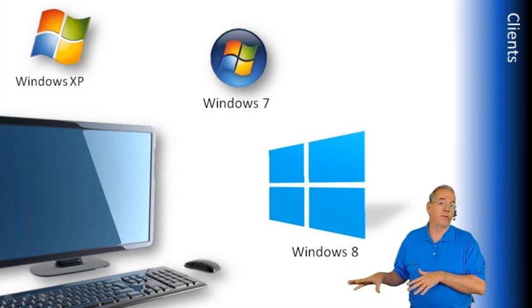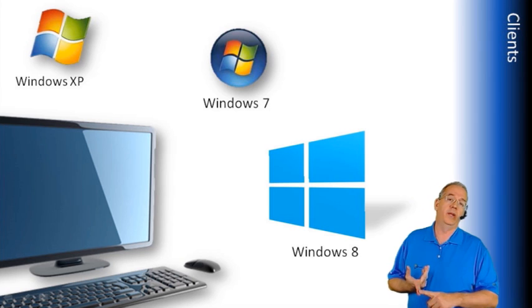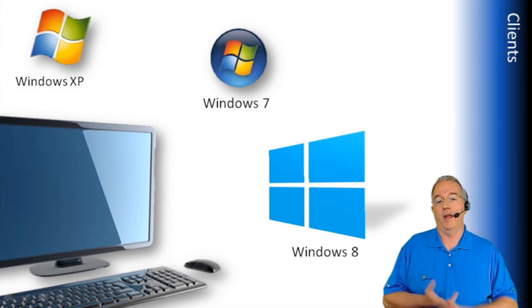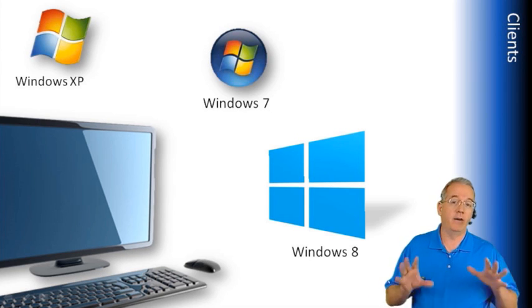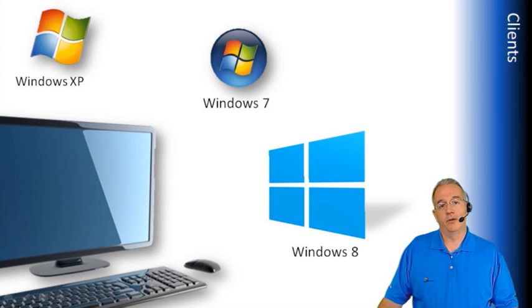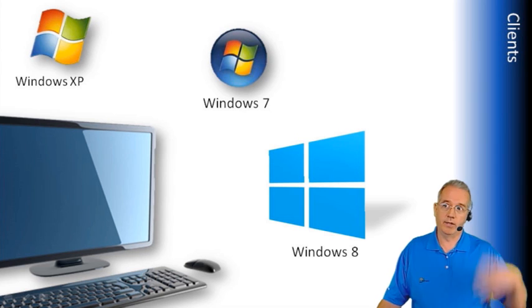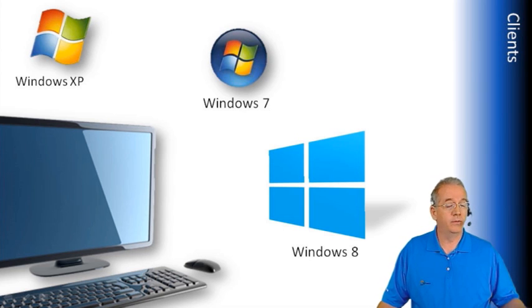Now, there's a lot of different operating systems that we have. We have Windows XP, we have Windows 7, and we have Windows 8. There are also other ones like Apple. Most companies are running Windows 7 because it is a very good operating system. The ones that aren't running Windows 7 are typically running Windows XP or some flavor of Apple. XP's support is ending soon, so people are moving to Windows 7.